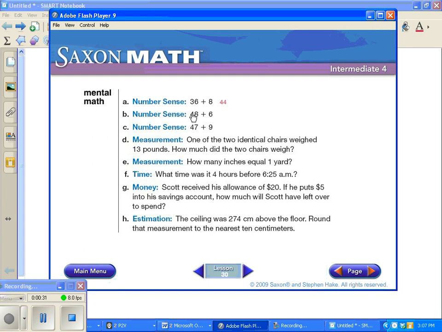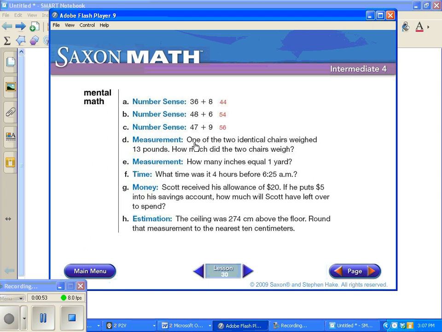Now you take a look at the next two. Think about what 48 needs to become 50. Borrow that from the 6. So you have 50 plus what was left over? 54. Now think about what 47 needs to become 50. Borrow that from the 9. So now you have 50 plus what was left over?